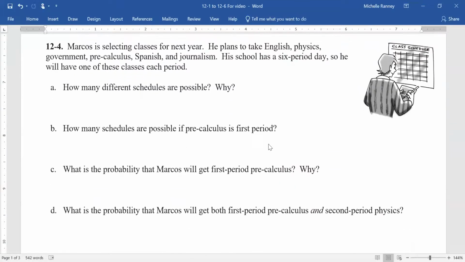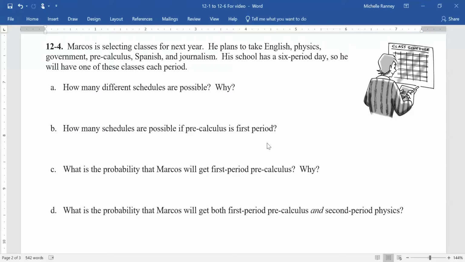Okay, so now 12-4, Marcos is selecting classes for next year. He plans to take English, physics, government, pre-calculus, Spanish, and journalism. His school has a 6-period day, so he will have one of these classes each period. So again, he has 6 periods in his day. He's going to take each of these classes in English, physics, government, pre-calculus, Spanish, and journalism. Part A, how many different schedules are possible?